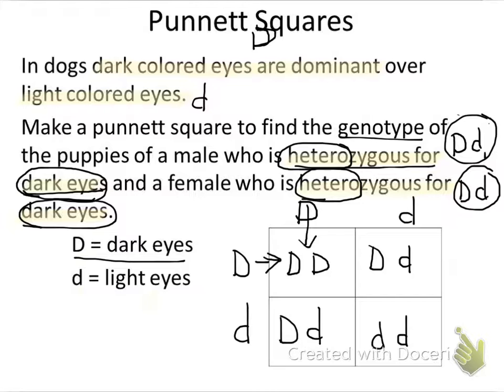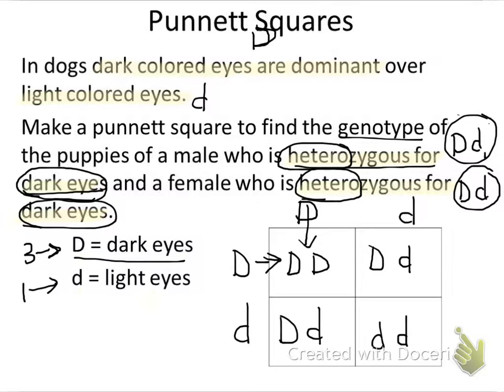Okay, now we need to figure out what this Punnett square means about their puppies. This Punnett square tells me that the ratio for offspring of this male and female is that for every four puppies they have, 3 out of 4 will have dark eyes. And only 1 will have light eyes.